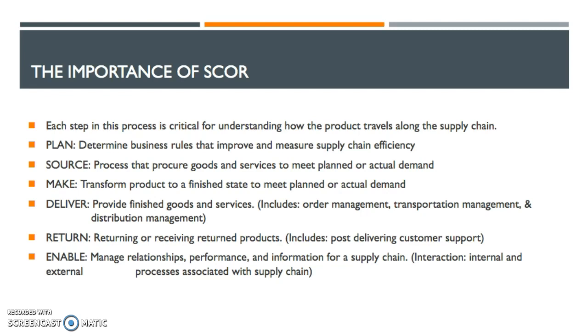Source. Process the procured goods and services to meet planned and actual demand. Make. Transform product into finished state to meet planned or actual demand. Deliver. Provide finished goods and services. Return. Returning or receiving returned goods. Enable. Manage relationships, performance, and information for a supply chain.